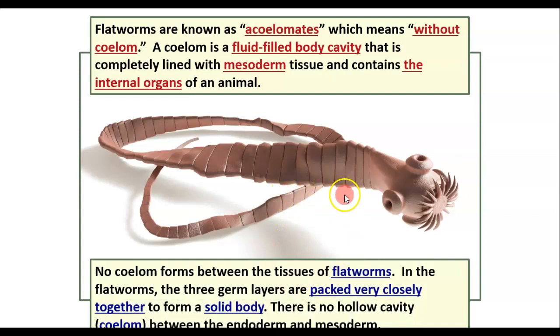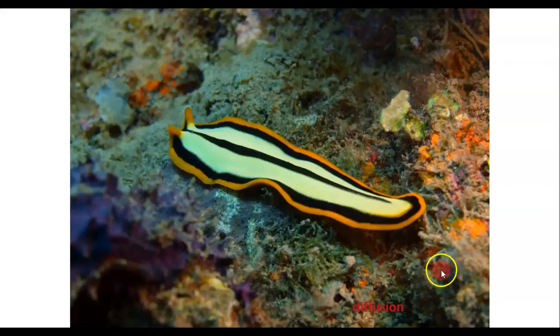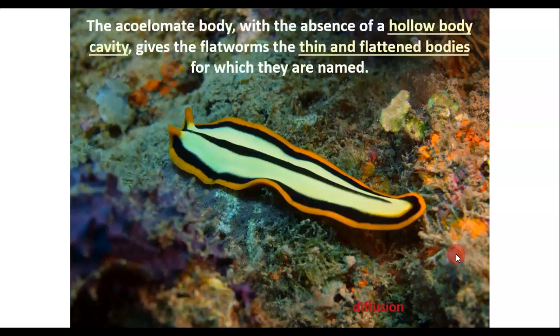Now, no coelom forms between the tissues of flatworms, so they do have all 3, they just don't have the coelom. In the flatworms, the 3 germ layers are packed very closely together to form a solid body. There is no hollow cavity between the endoderm and mesoderm, so they don't have a coelom. Now, look at that. That's a pretty little creature. So that's a little marine flatworm. The acoelomate body with the absence of a hollow body cavity, with the absence of a coelom, gives the flatworms the thin and flattened bodies to which they are named.